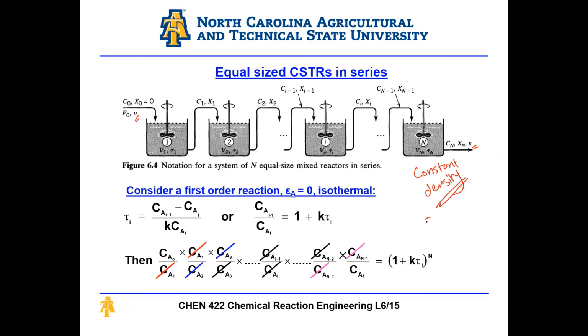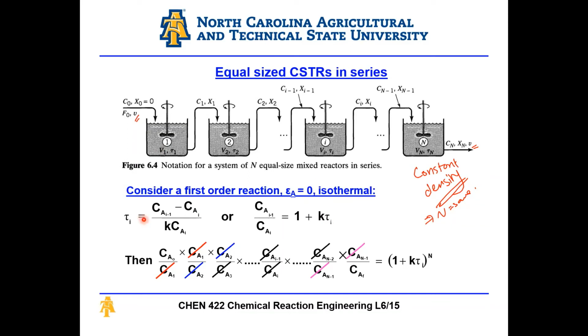Constant density, so that's why V is the same. V is your volumetric flow rate, just something to keep an eye on. And let's consider a first order reaction, epsilon A equals 0 and isothermal. So for a first order reaction, the performance equation for a CSTR is this. So this is the performance equation for your CSTR.